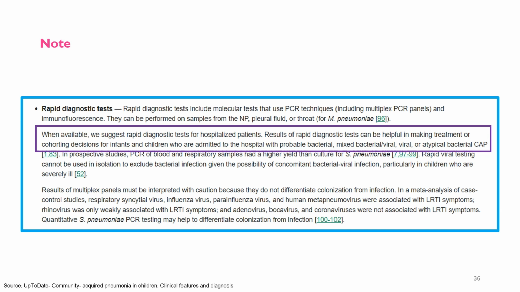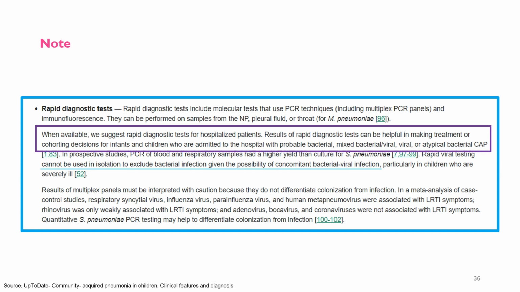But if you're going to admit the child, you could do a viral panel, and this will help you cohort the kids. So let's say you have a hospital, you want to put the RSV kids together rather than mixing the RSV admission with another baby who's admitted for something else.